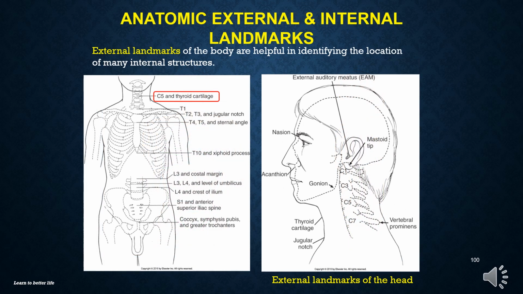We now have to learn the external landmarks. External landmarks of the body are helpful in identifying the location of many internal structures. The thyroid cartilage is at C5. The jugular notch is around T2 and T3. The sternal angle is around T4 and T5. Xiphoid process is at T10.